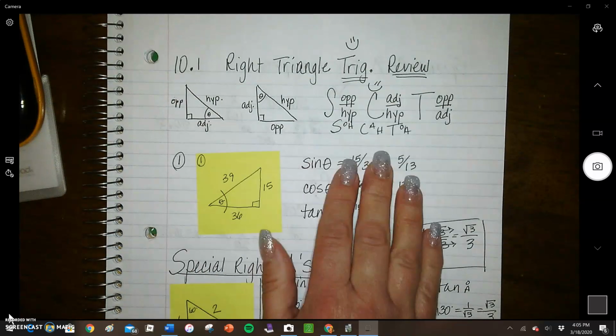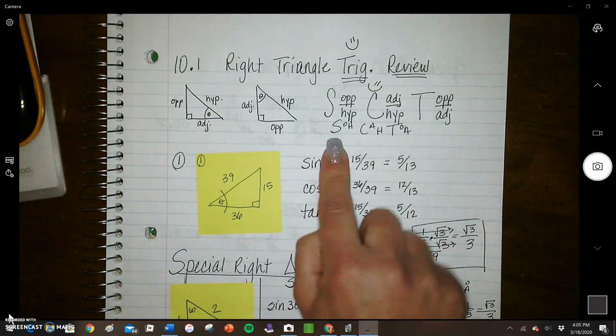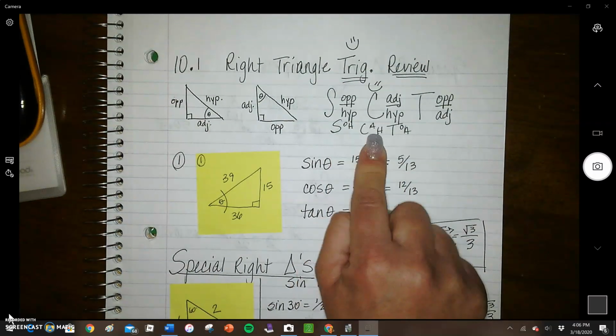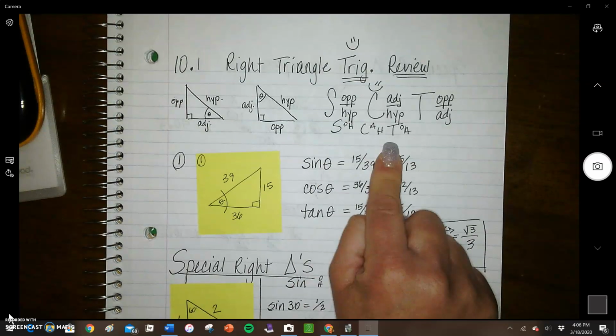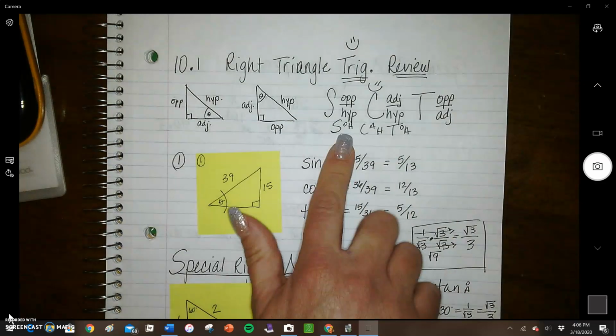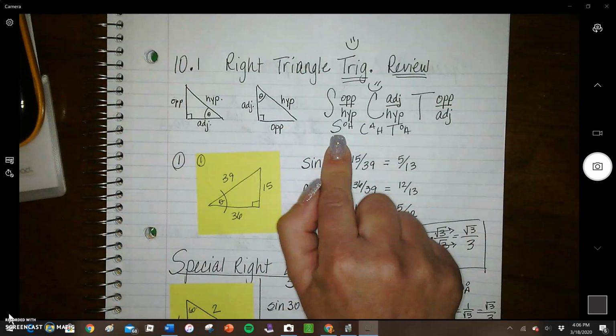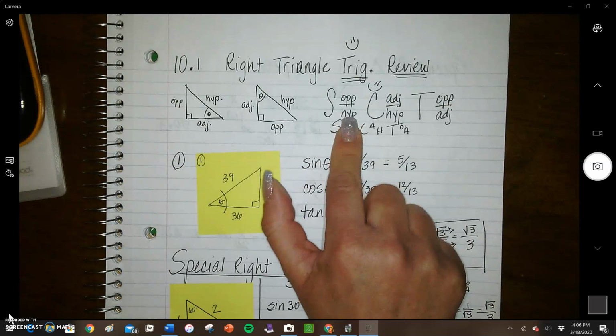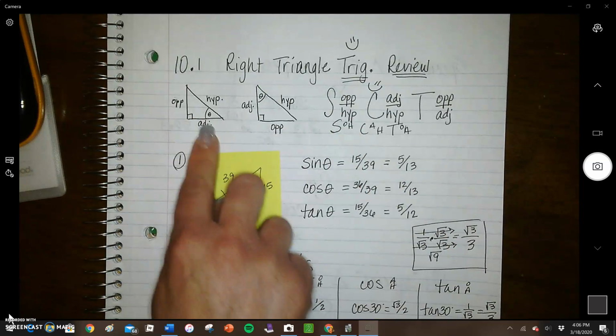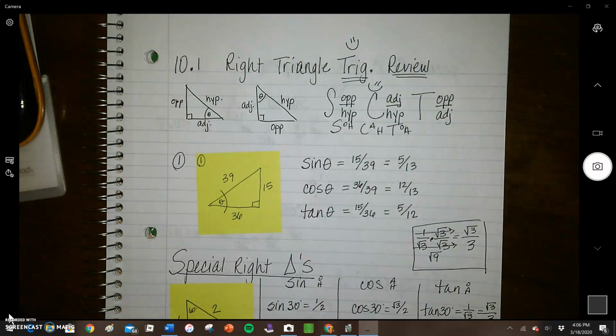If you remember at all from geometry last year, you hopefully remembered SOHCAHTOA. Okay, SOHCAHTOA. I'm telling you, the more you say it, the more likely you're going to remember it. But remember that the sine is opposite over hypotenuse, and we're just showing the relationship between the sides on the triangle depending on what the angle or the opening is, okay?